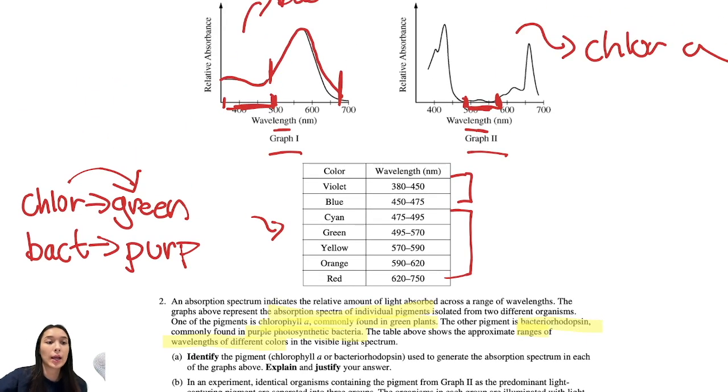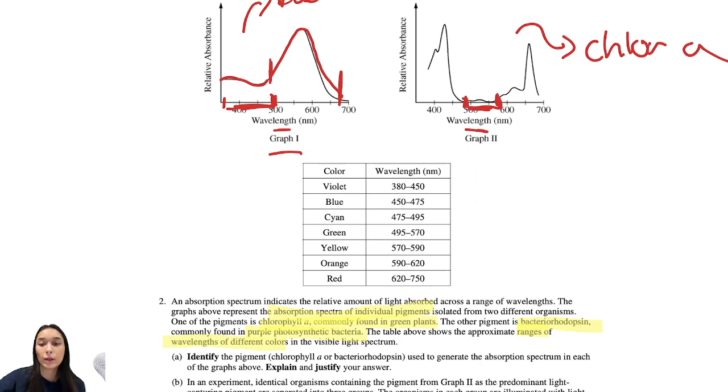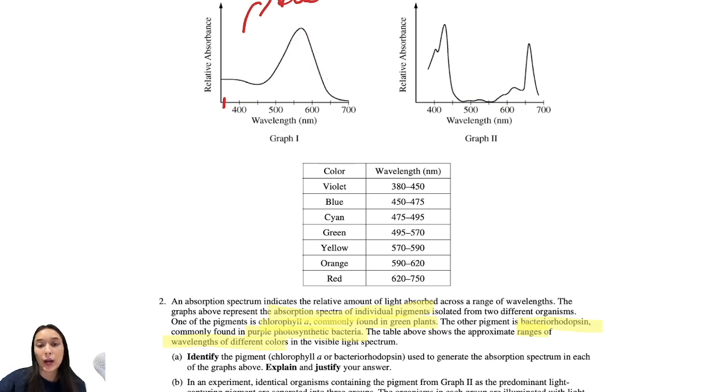Let's go through and erase all the markings that I have here. So for this, it's asking you to only use graph 2. So we're only using the one for chlorophyll.